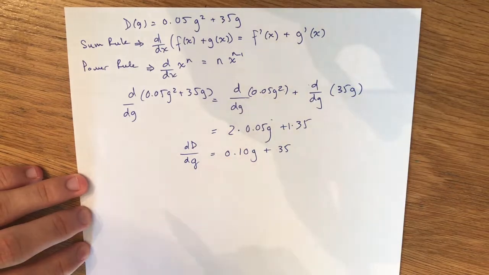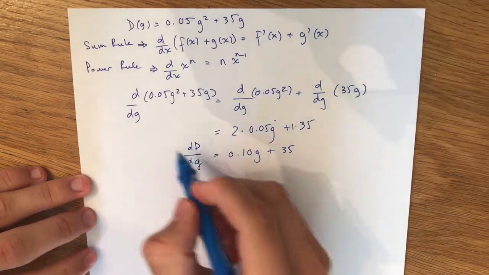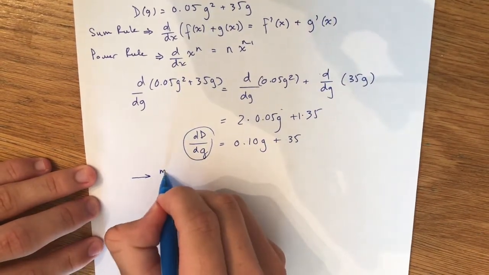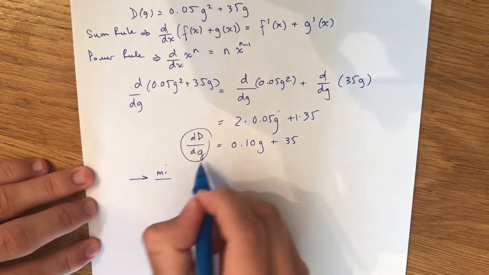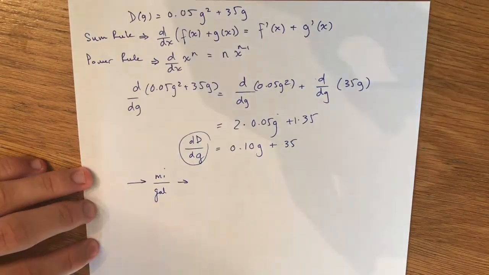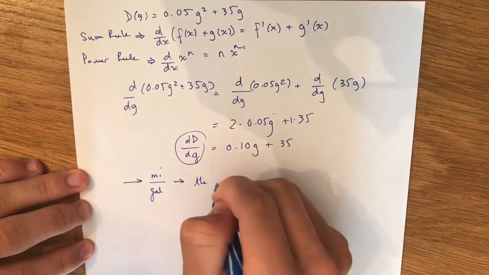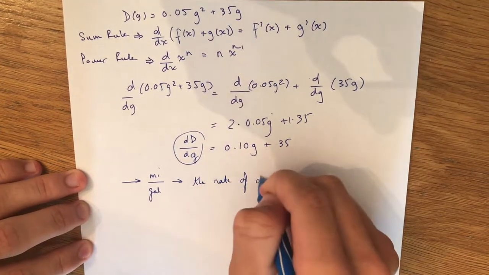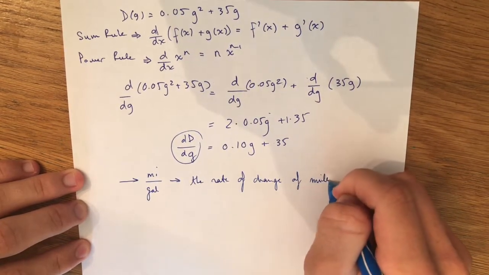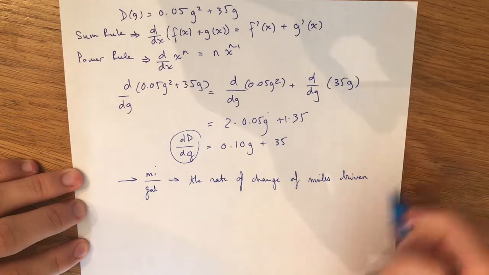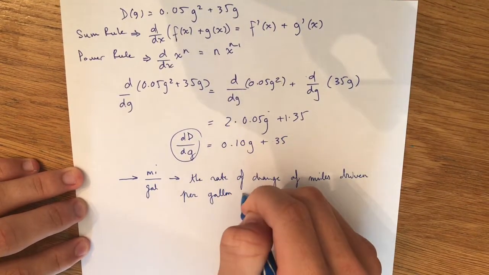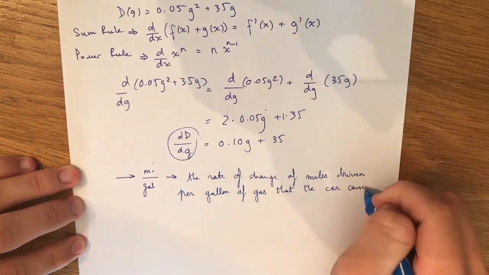And now the question asks us what the units are. Since we have here the rate of change, we know that it's miles, which is the distance, over gallons, which is g. And what it represents is the rate of change of miles driven per gallon of gas that the car consumes.